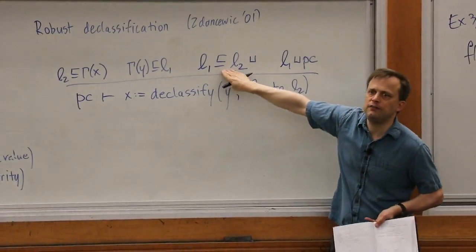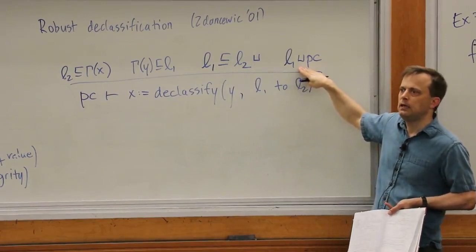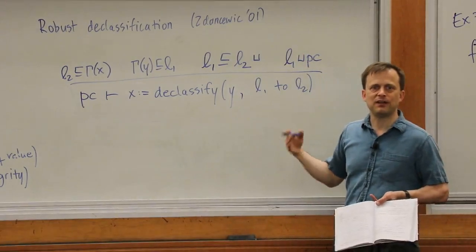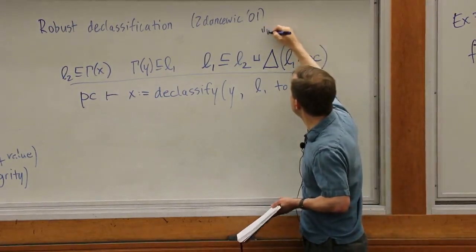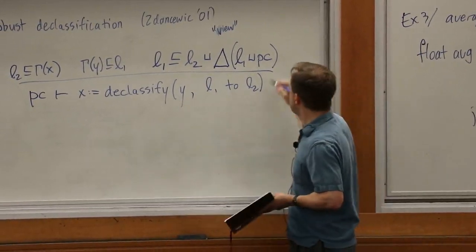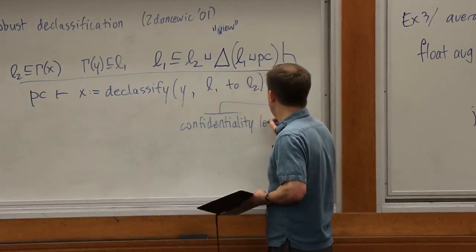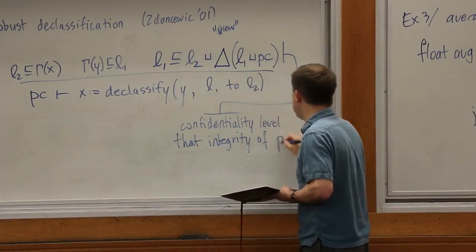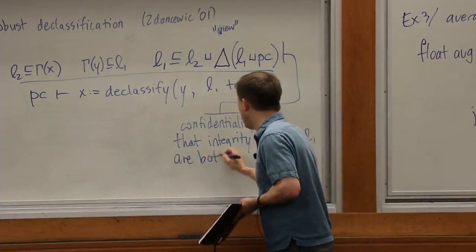Now we're doing a confidentiality comparison, but we're interested in the integrity of these two. So we need to somehow be able to map integrity levels to the corresponding confidentiality levels. So we're going to invent an operator that knows how to change things around in the lattice. This is the notation that we use. We call this the view operator. What this tells us is the confidentiality level that the integrity of PC and L1 in combination are both trusted to declassify.